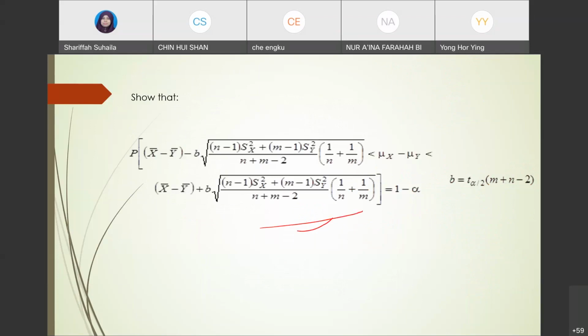Okay. So itu kita pakai confidence interval, kita nak solvekan confidence interval for 1 minus alpha. Okay. So B ni just notation je lah ya. Kita ada t alpha over 2, m plus n minus 2. Okay. So yang ni kalau n minus 1 s square x plus m minus 1 s square y, you nak replace sebagai Sp square pun boleh jugalah.